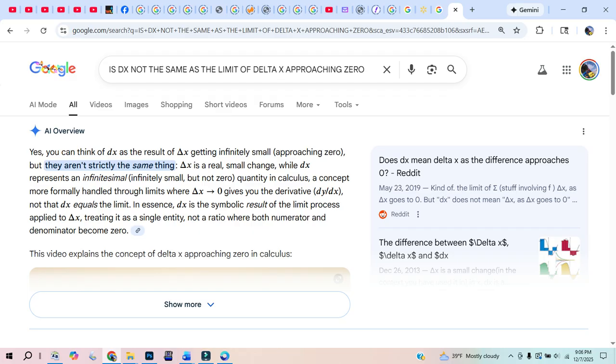Let me just read it, I guess. Delta x is a real small change, while dx represents that infinitely small but not 0 quantity in calculus, a concept more formally handled through limits where delta x goes to 0. So I'll have to go research where these limits of delta x actually going to 0 exist and how that is related to dx. When delta x goes to 0, it seems like they're telling me that it's useful when taking the derivative of the change in y with respect to the change in x. Not that delta x equals the limit. So yeah, I think that's the important thing.